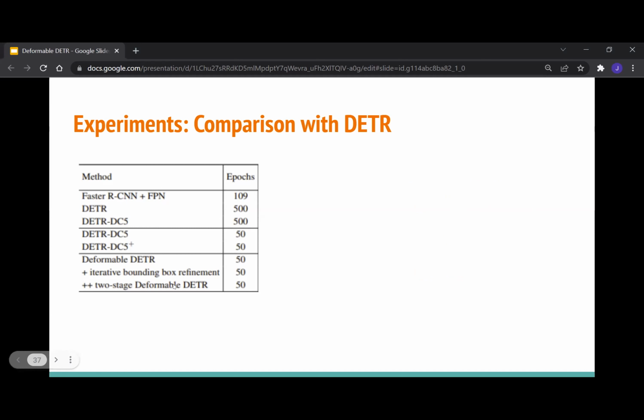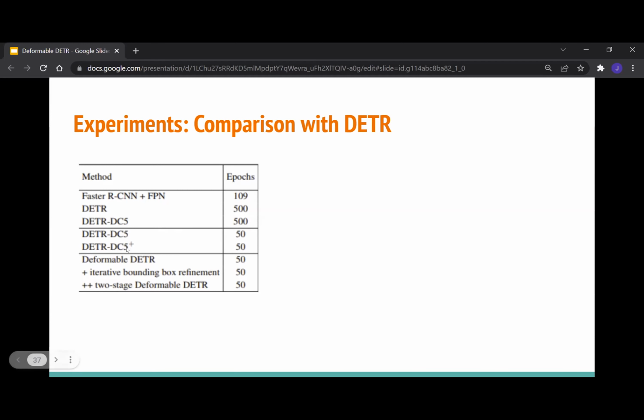First of all, we have the methods that were first analyzed in the original DETR papers: the Faster RCNN with the FPN, DETR itself, and DETR DC5, which is a more accurate but more costly variation of DETR. Second of all, we have DETR DC5 run at 50 epochs as opposed to the original 500.